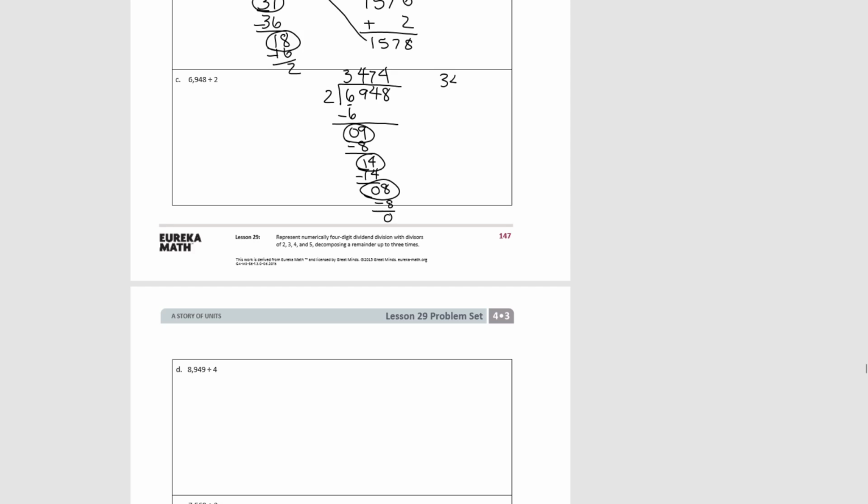We'll check with multiplication. 4 times 2 is 8. 7 times 2 is 14. 4 times 2 is 8 plus 1 is 9. And 3 times 2 is 6. And we match up. Okay, try D.